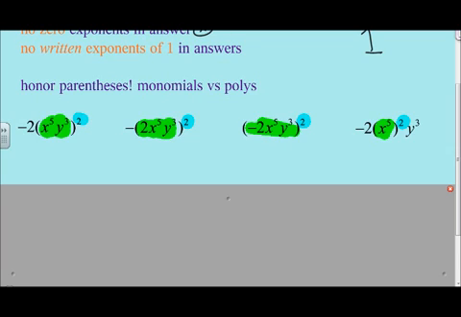So let's go back and let's bring down what we have to bring down, and we'll take care of the exponents of 2. The -2 comes down. This is going to become x to the 10th because 5 times 2 is 10.